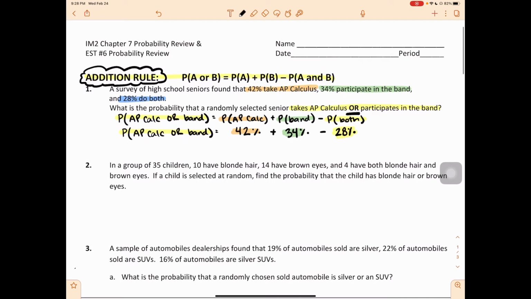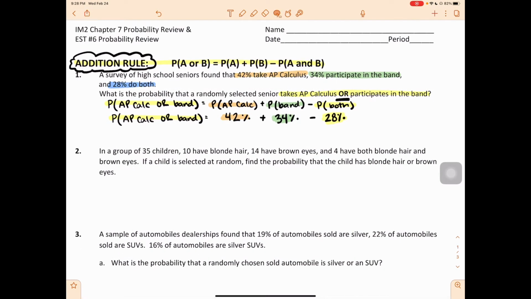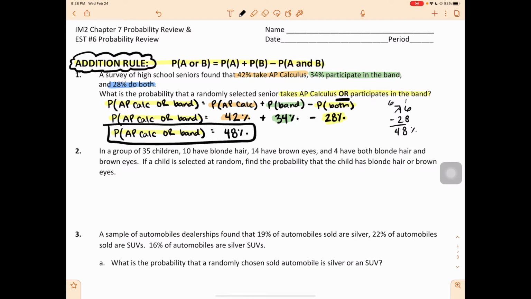Okay, so now we just have to simplify. Whoops, sorry, screen went a little crazy there. So here I'm just going to duplicate this because that's what we're solving for. So 42 plus 34, I'm going to do this in my head. 42 plus 34 is 76 minus 28. 76 minus 28 is 48%. So our answer, if we choose a person at random, a senior at random, who is in AP Calculus or the band, and they could also be in both, right, is 48%. So this is our answer for this problem here.